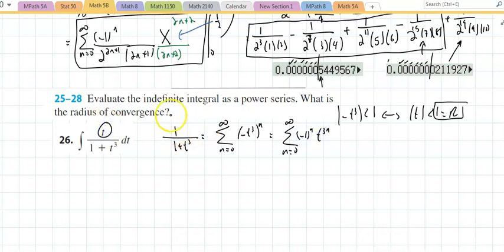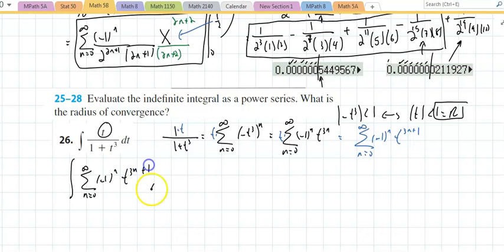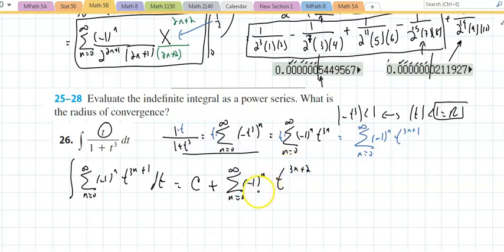Now, if I multiply by t, I'll get the series n equals 0 to infinity, negative 1 to the n, t to the 3n plus 1. So all of that work to get this integral: the series n equals 0 to infinity, negative 1 to the n, times t to the 3n plus 1 dt. And what that would equal is C plus the series n equals 0 to infinity, negative 1 to the n is a constant, add 1 to the power, divide by that.